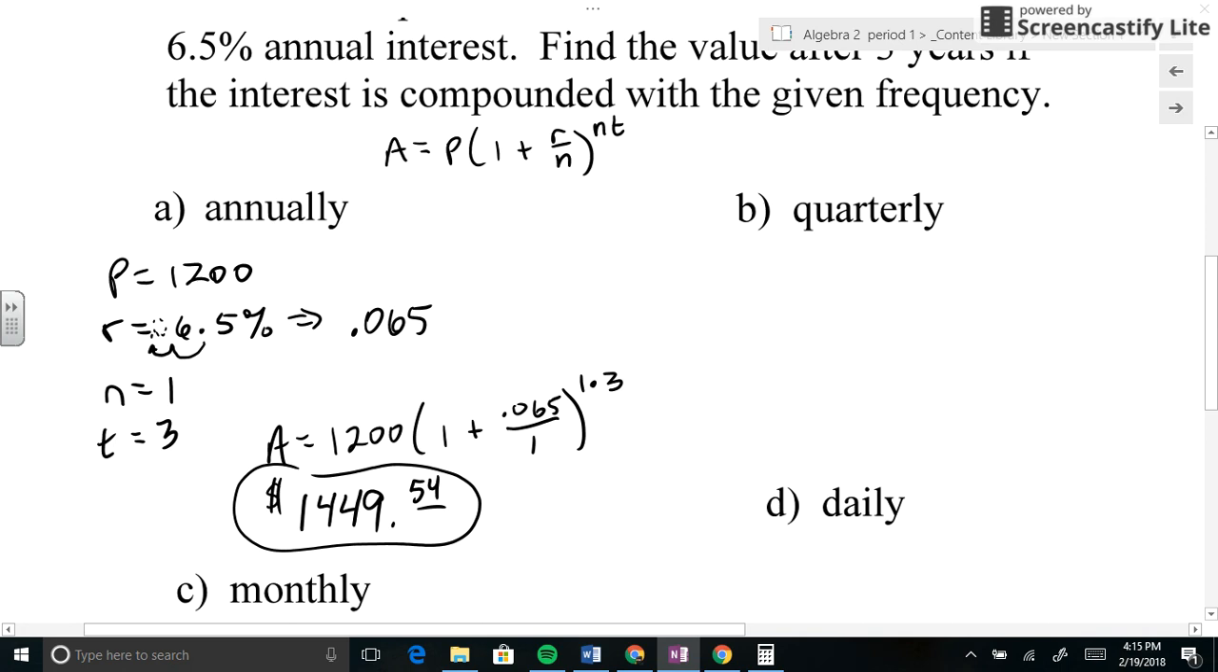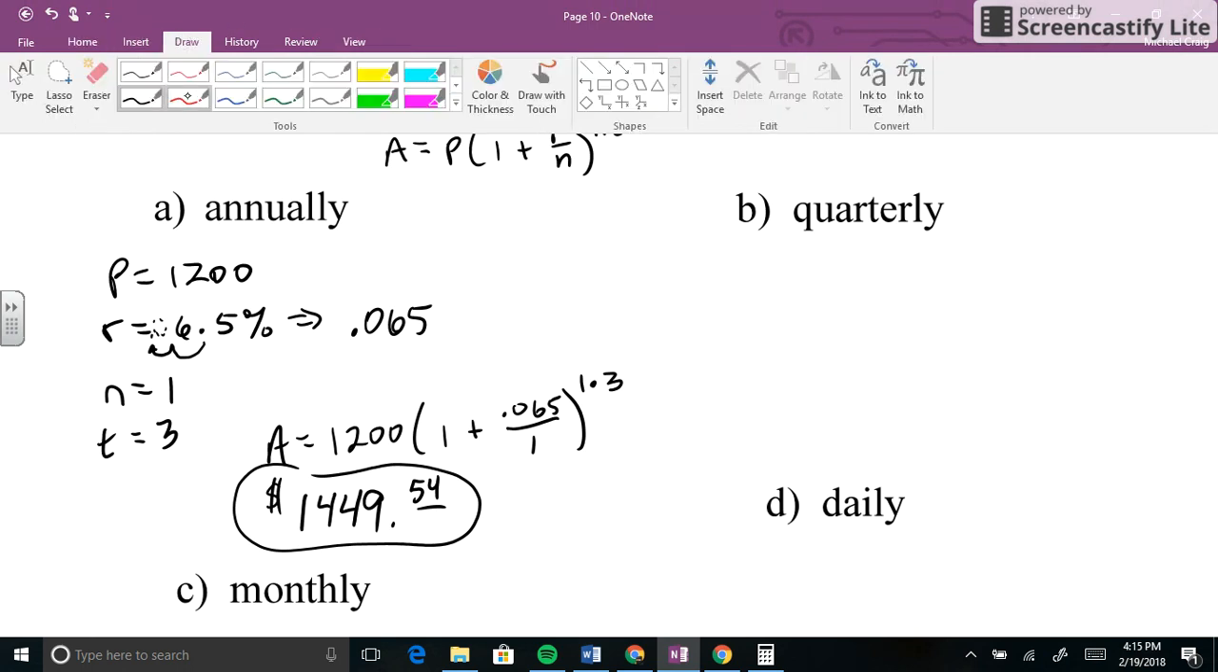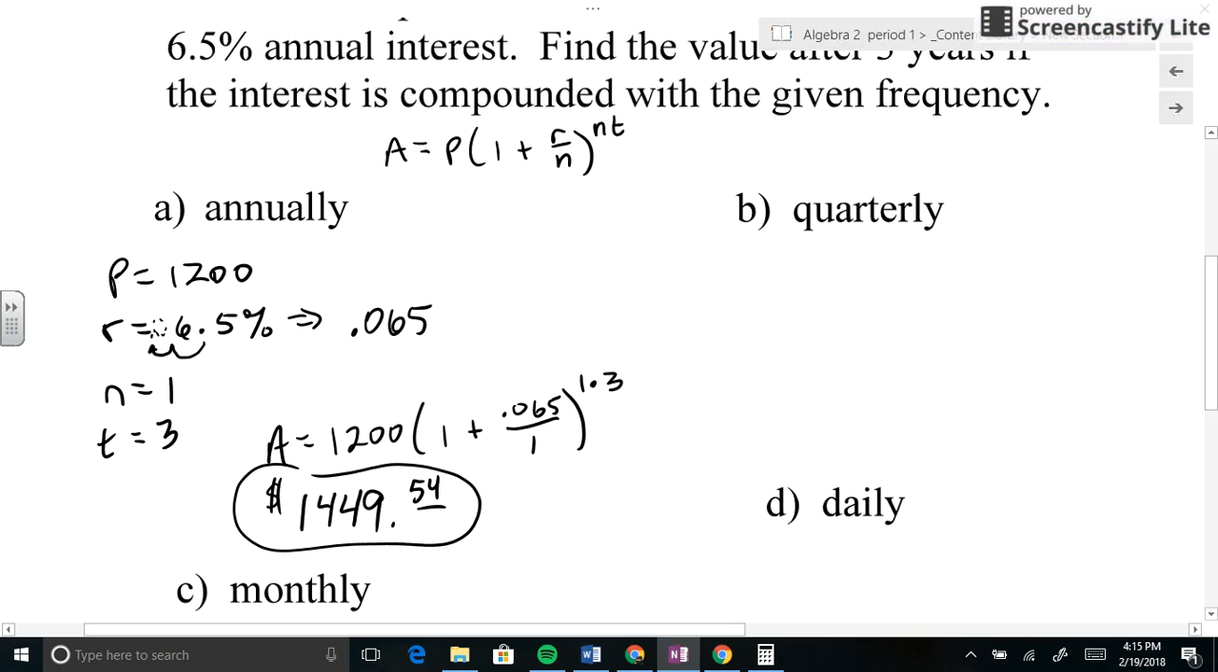Doing that quarterly. So now it's the same formula. We're just going to do this quarterly. So the only thing that changed is N. And since there's 4 quarters in a year, we change N to 4. So we type the numbers into the same formula. So 1,200 times 1 plus 0.065. Now we're going to divide by 4 and raise it to the 4 times 3. So we want to plug that into our calculator.